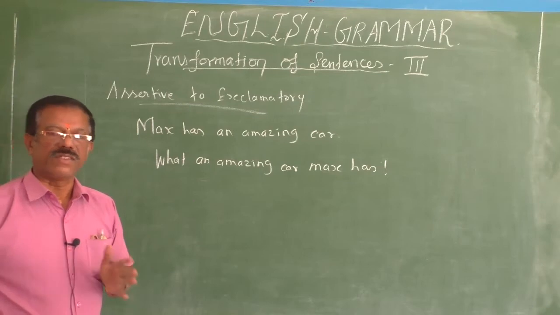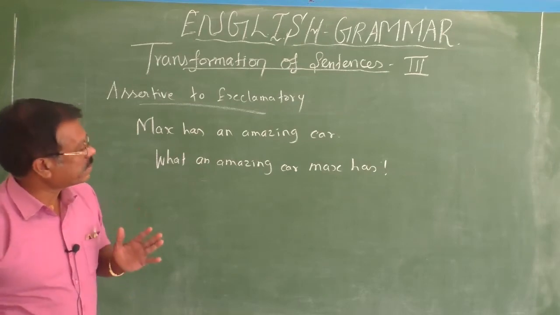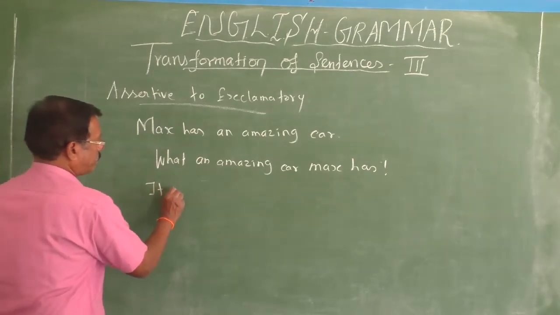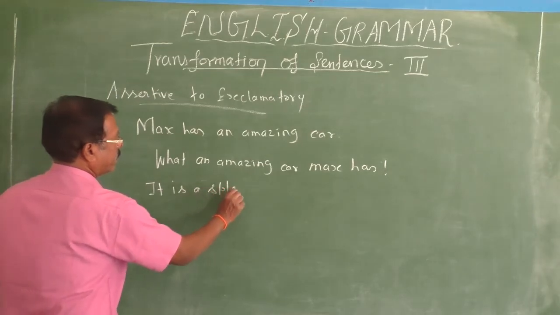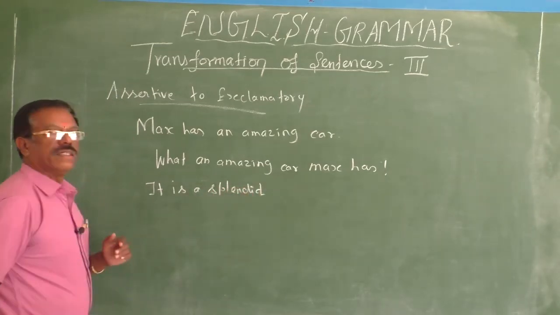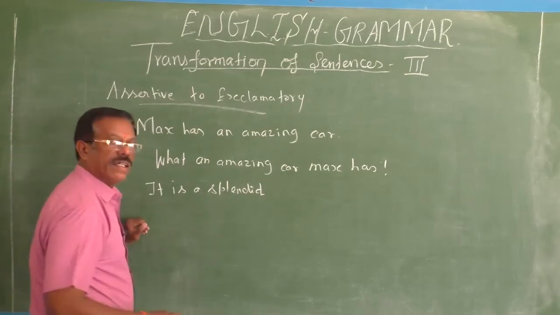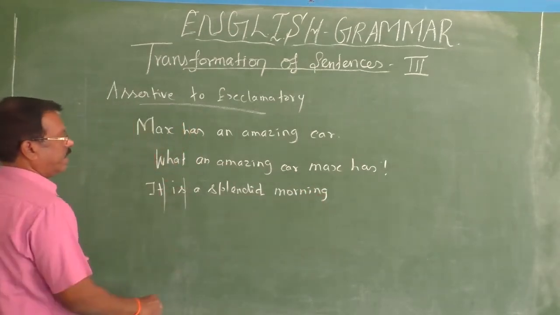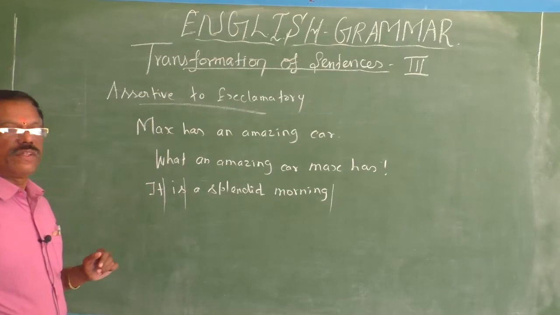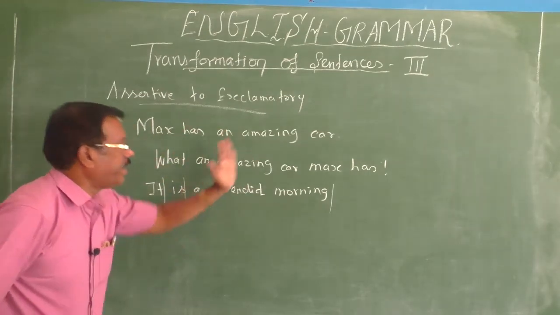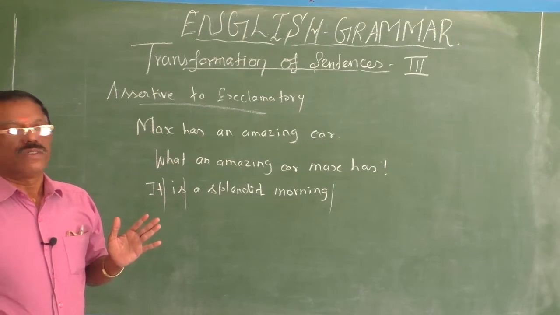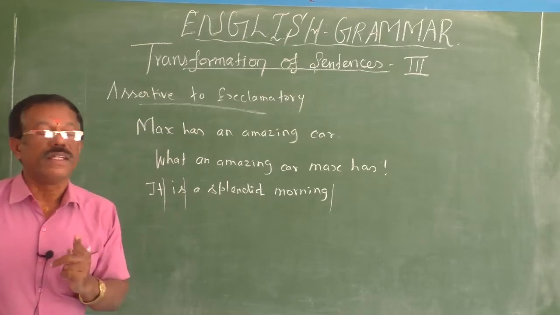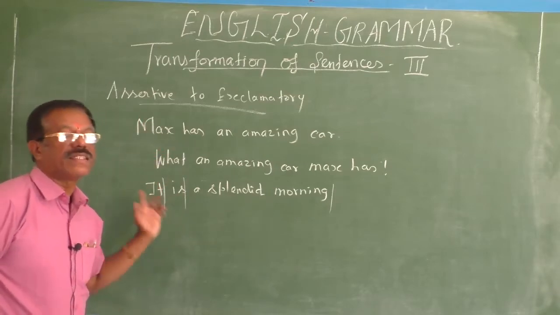If you have such types of structure, or if your assertive sentence has that structure, see, it's a splendid morning. So its subject is linking verb. A splendid morning is a noun phrase. Then you can change: What a splendid morning it is. So you can change this affirmative sentence or assertive sentence into exclamatory only if it has this given structure.